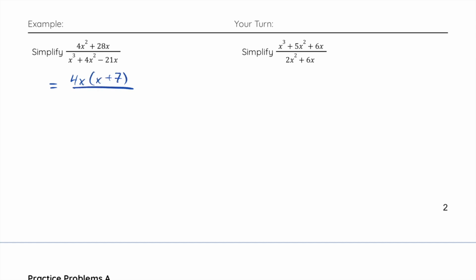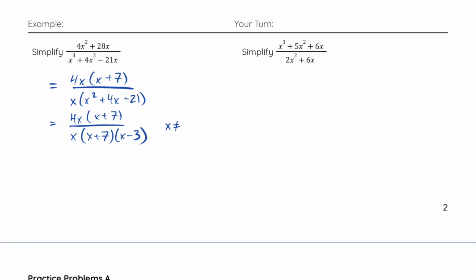And then in the denominator, we're going to have x squared plus 4x minus 21. And I need to keep going with the factoring now. I have a quadratic I can factor. So I got 4x, x plus 7, I have an x here, and I'm going to have x plus 7, x minus 3. And so now I have three values that would make this undefined.